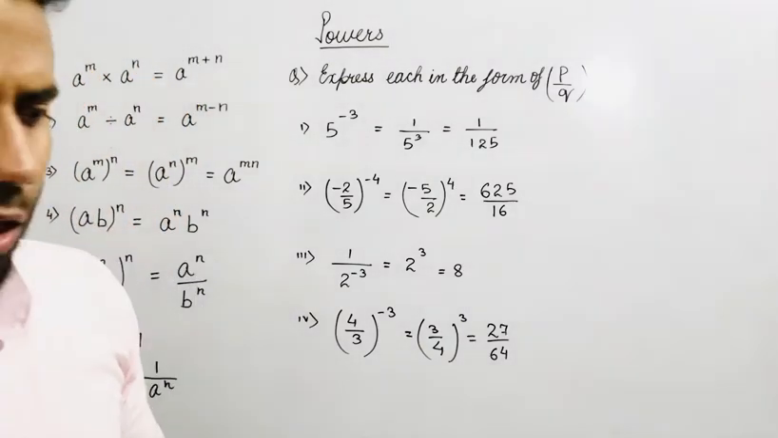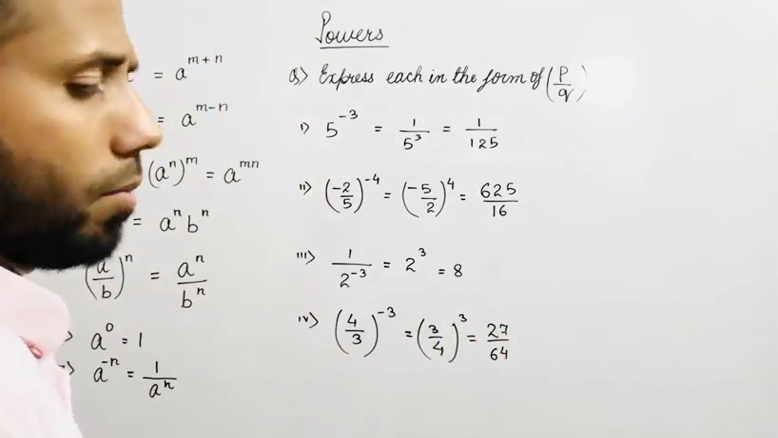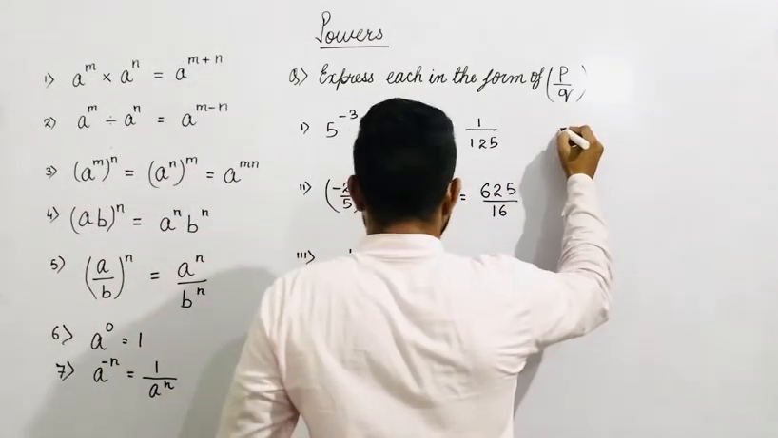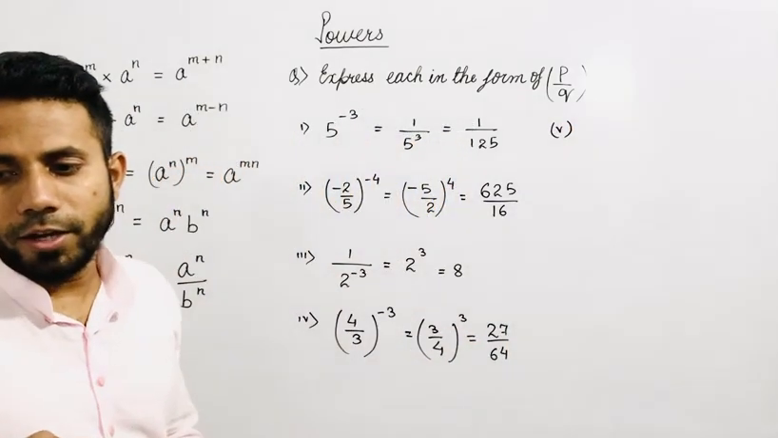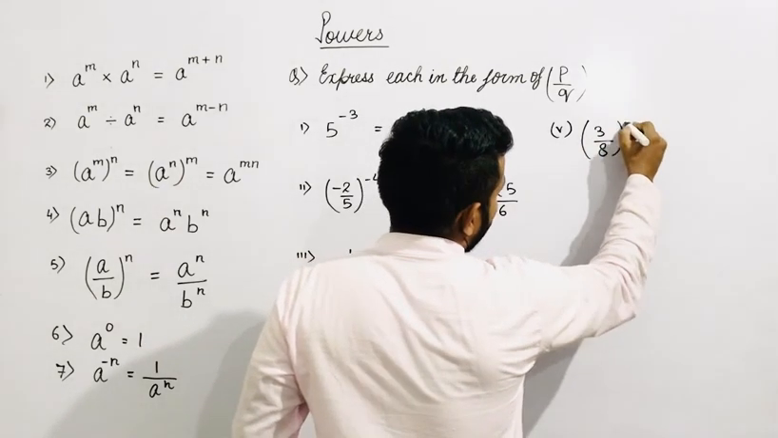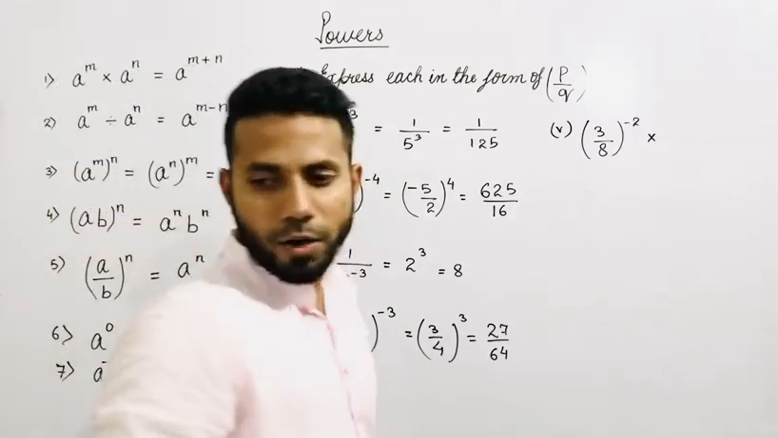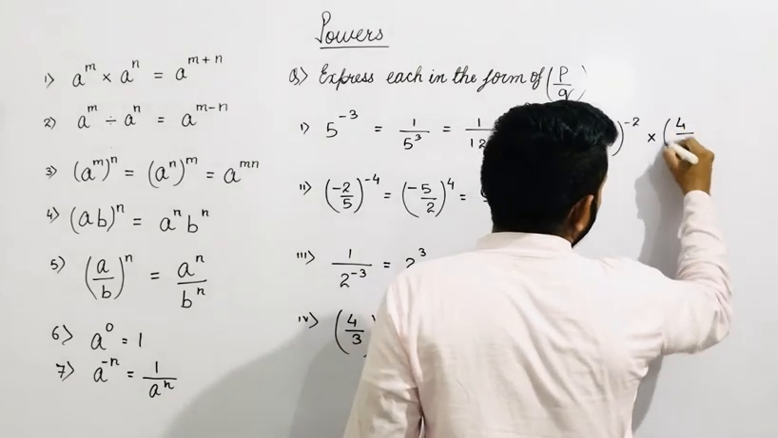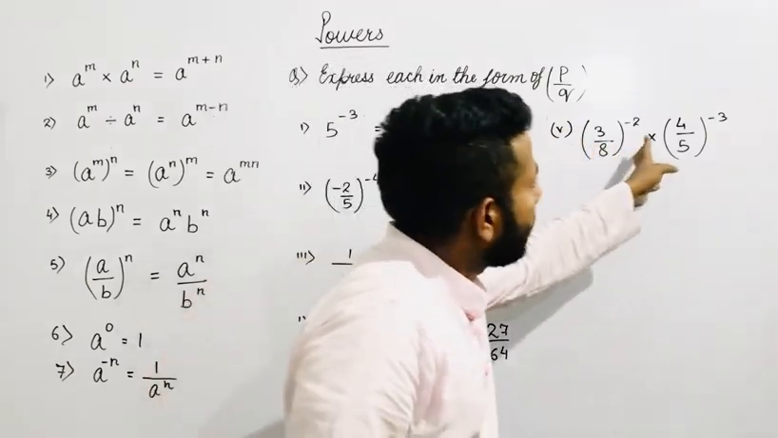Now we will convert some more, you can say some difficult terms in the form of p by q. Let us make it more complex where we will utilize formulas. So let us take the fifth question: (3/8) to the power minus 2 into (4/5) to the power minus 3. You have to convert this complete expression in the form of p by q.